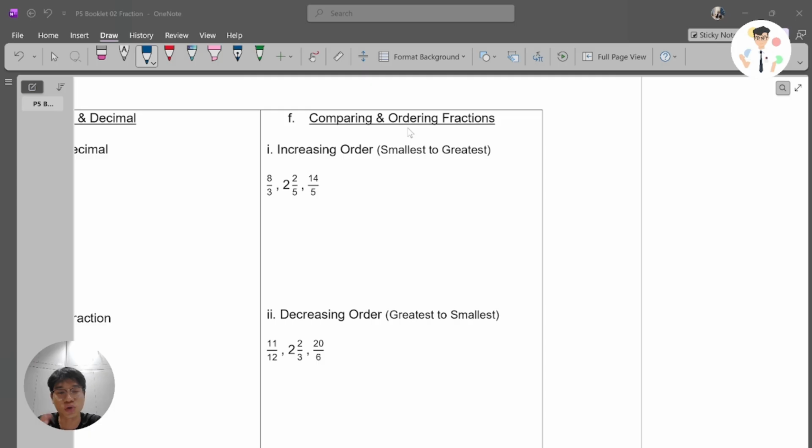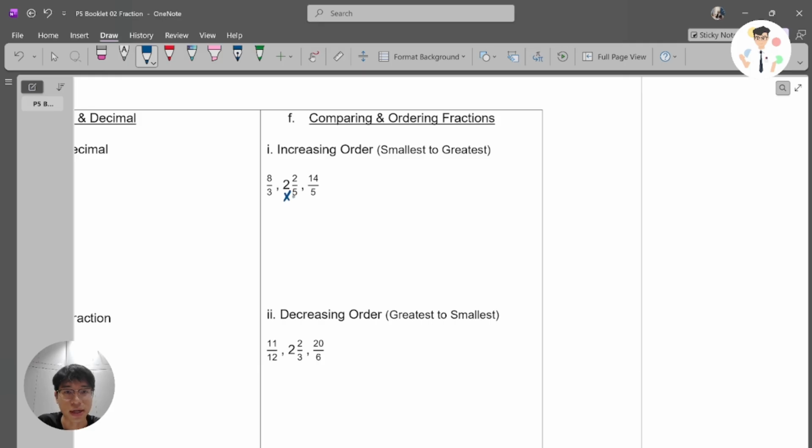As you can see, there are two situations up here: increasing order, smallest to greatest, or decreasing order, from greatest to smallest. Either one works the same way. The first thing we need to do is make sure all of these are improper fractions or proper fractions. For example, this one is not an improper fraction, so we'll convert this one first.